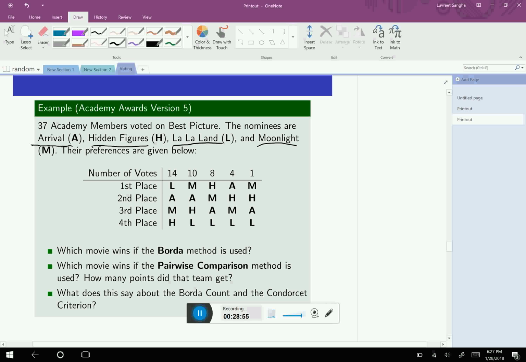The first question that I want to ask is, which movie wins if we use the Borda count? That question I'm actually going to leave for you guys. But it turns out that if we use the Borda method, Arrival wins. You should work that out for practice. So using the Borda count, Arrival wins.